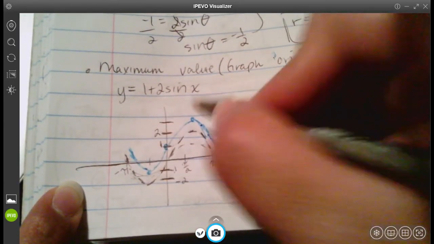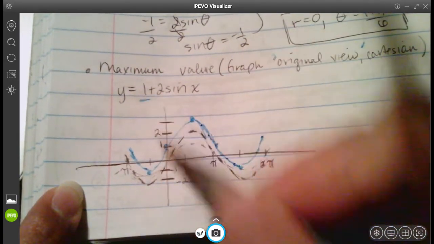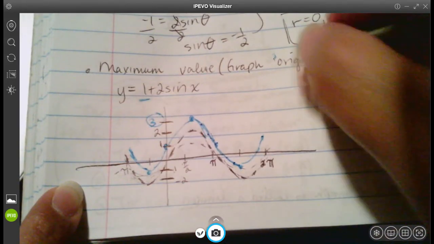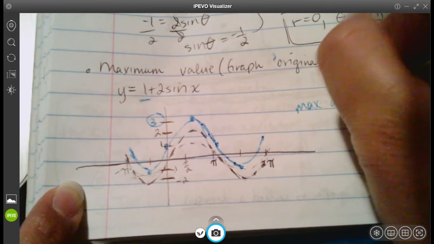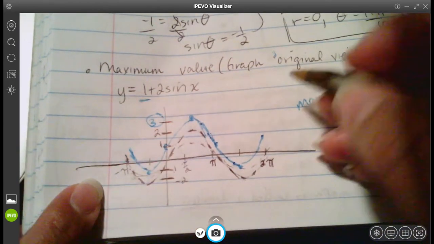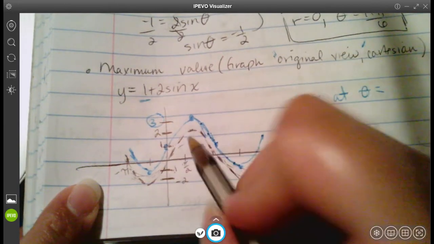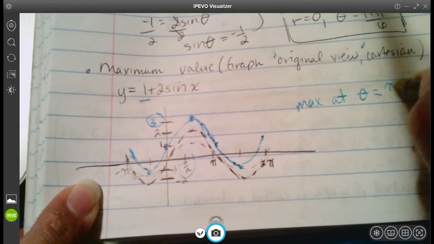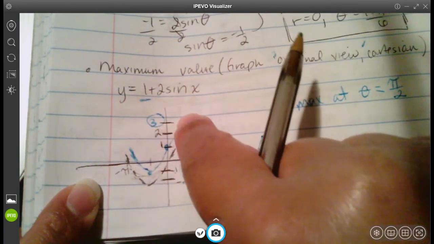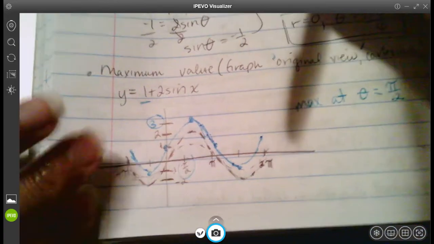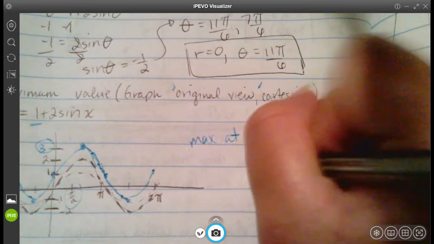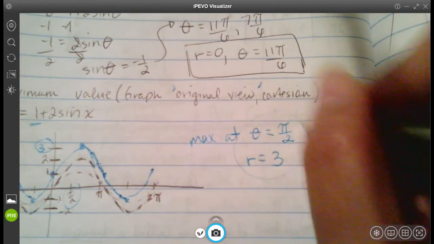And you will notice that once we've done that transformation where you put the 1, the new maximum point is going to be 3. So that means that we have a max at, if we're thinking in terms of the other graph, theta equals pi over 2. We don't have x and y here. Remember, we just use x and y for the sake of trying to find that maximum. But for this one, if theta equals pi over 2, then our r is going to be equal to 3. Okay, so this is another pair that we have.